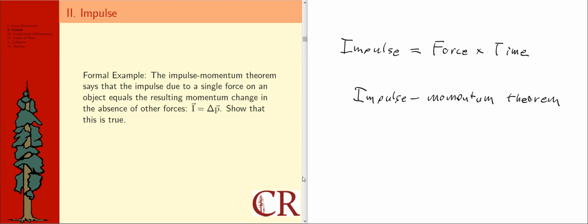The impulse momentum theorem says that the impulse due to a single force on an object equals the resulting momentum change in the absence of other forces. In other words, I is equal to delta P. Show that this is true.